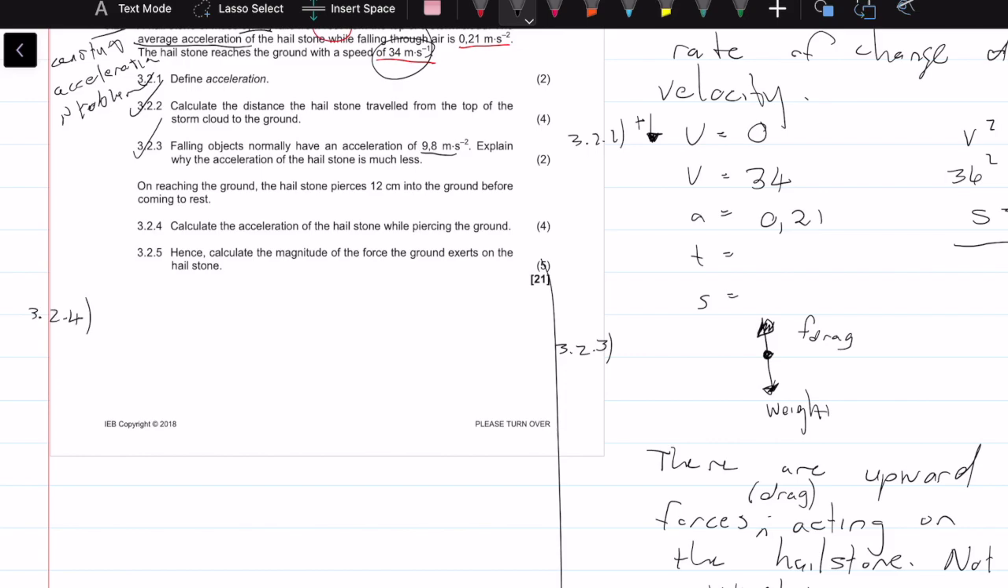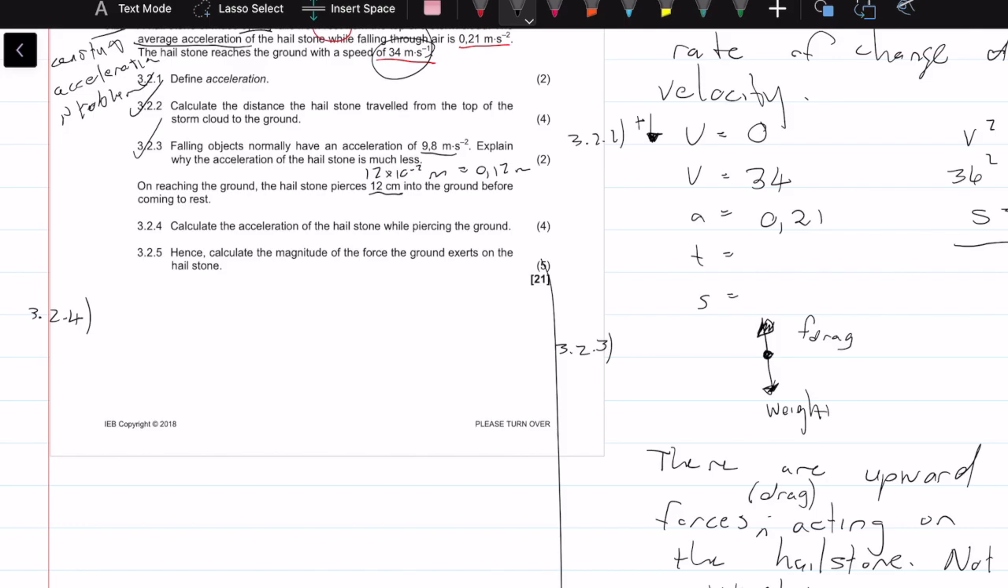3.2.4. On reaching the ground, the hailstone pierces 12 centimeters, so that's 12 times 10 to the minus 2 meters, into the ground before coming to a rest. If you wanted this in meters, 0.12 meters. It says calculate the acceleration of the hailstone while piercing the ground. So while piercing the ground, we want to figure out the acceleration.